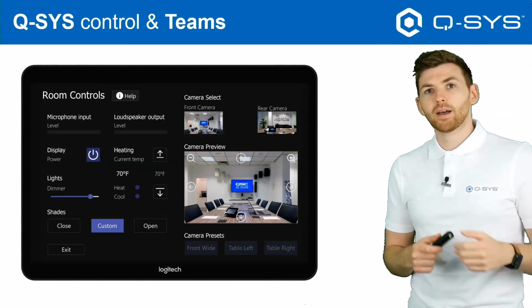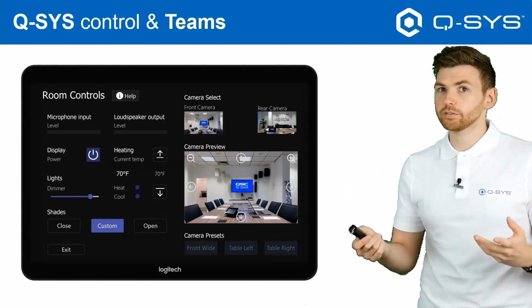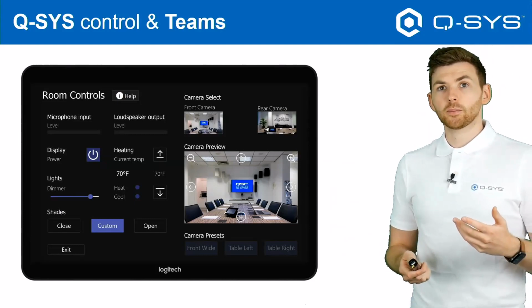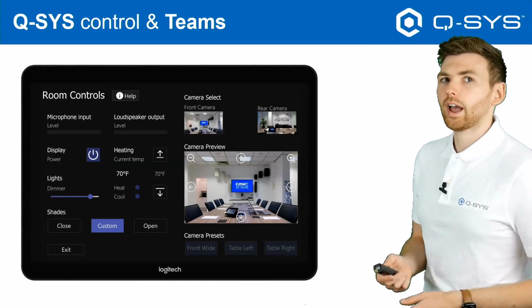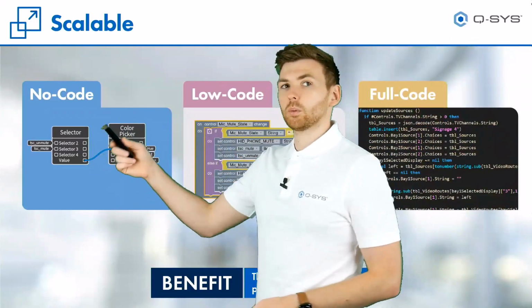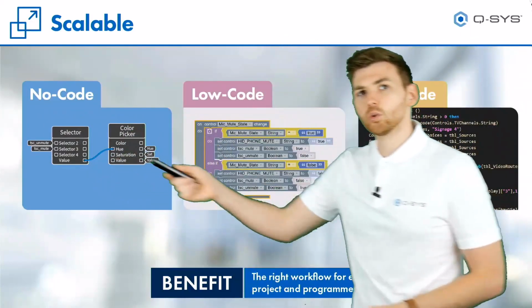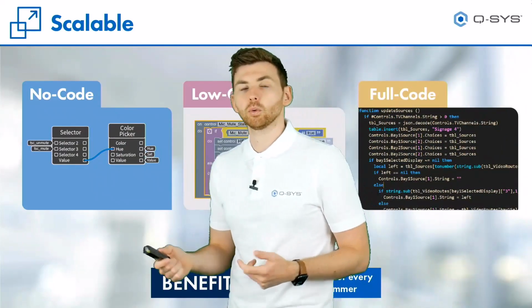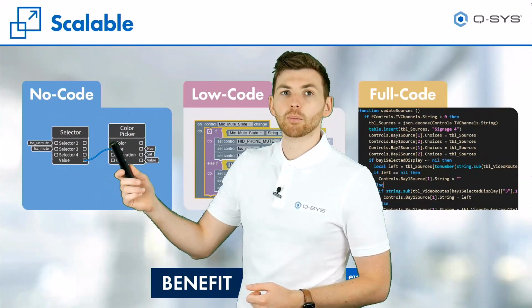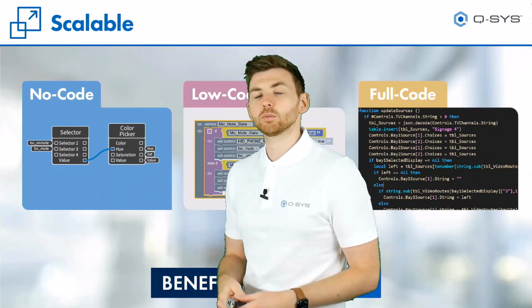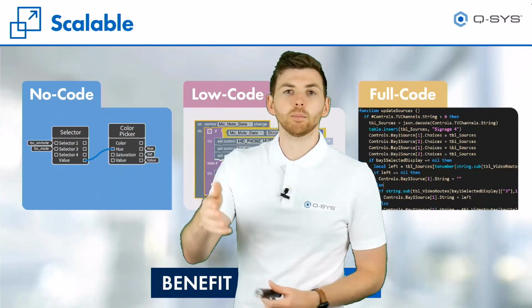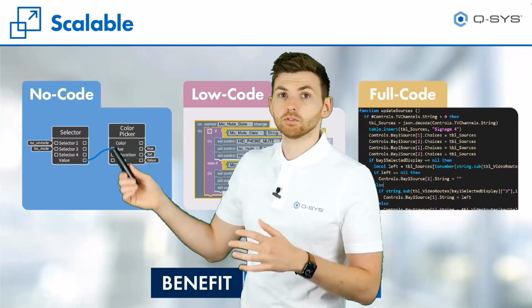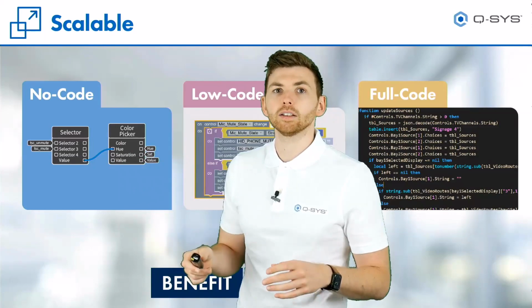Next, we need to talk about control. So that's user interface, but how do we actually control and interact with third-party devices? Well, for this, we have a no code option. We kind of break this down into no code, low code, and full code, depending on the kind of programming you want to do. If you don't want to do any programming, then you can do basic interactions with third-party devices, sending commands out to them in a one-way fashion, using just the things that come with Q-SYS as standard.